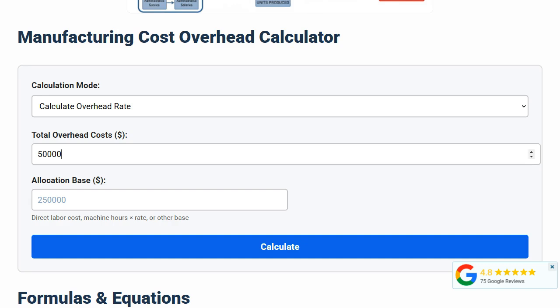For example, enter $50,000 for total overhead and 2,500 labor hours as your allocation base. The calculator will then show you the overhead rate per hour and help you understand how much overhead should be assigned to each product or job based on its resource consumption.